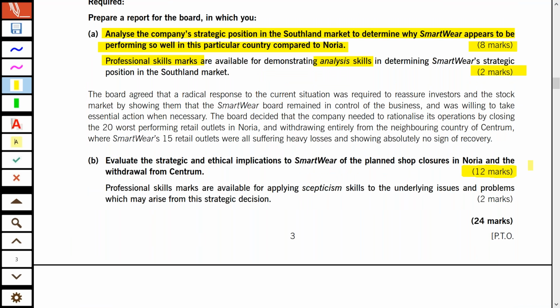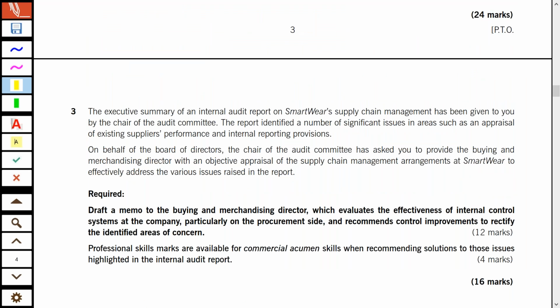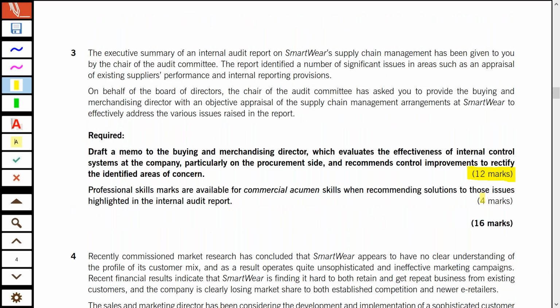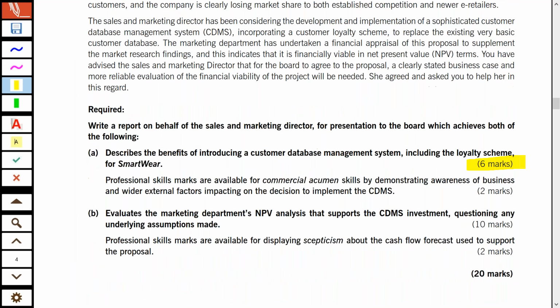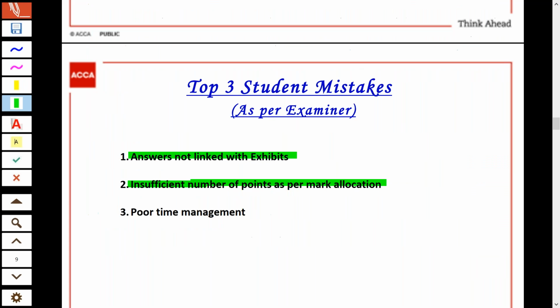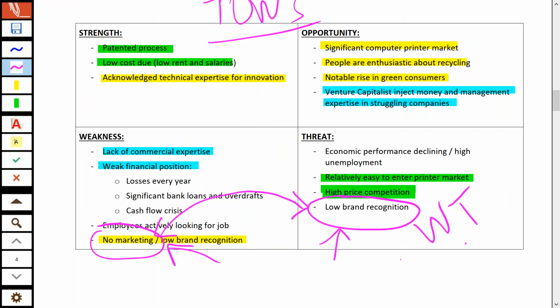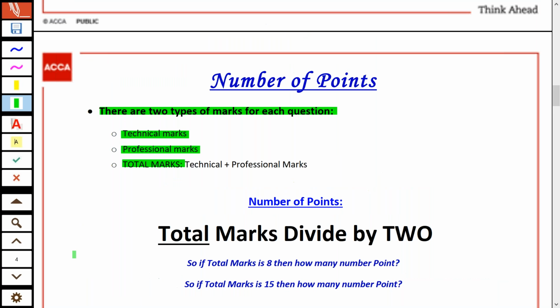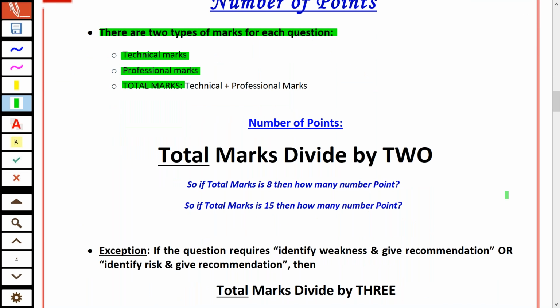Okay. If we similarly look at 1B, there's 12 marks of technical marks and 2 marks professional, total 14 marks. Here 12 marks technical, 4 marks professional, total 16 marks. Yeah, 6 plus 2, 10 plus 2. So in almost all the questions, you will get technical marks and professional marks. So now my formula comes.